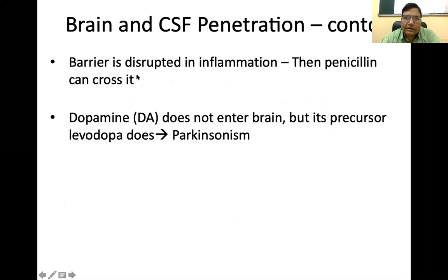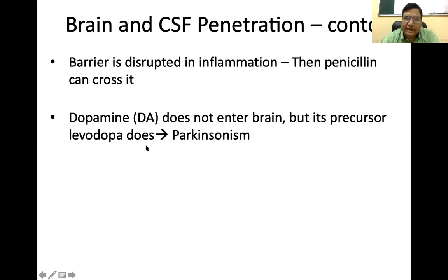The blood-brain barrier gets disrupted in inflammation, and then penicillin can cross it. So in cases of meningitis, where there is inflammation, we can give penicillin. In normal conditions, penicillin is not going to cross the blood-brain barrier. And one more important implication is that dopamine does not enter the brain. It doesn't cross the blood-brain barrier, but its precursor levodopa does.